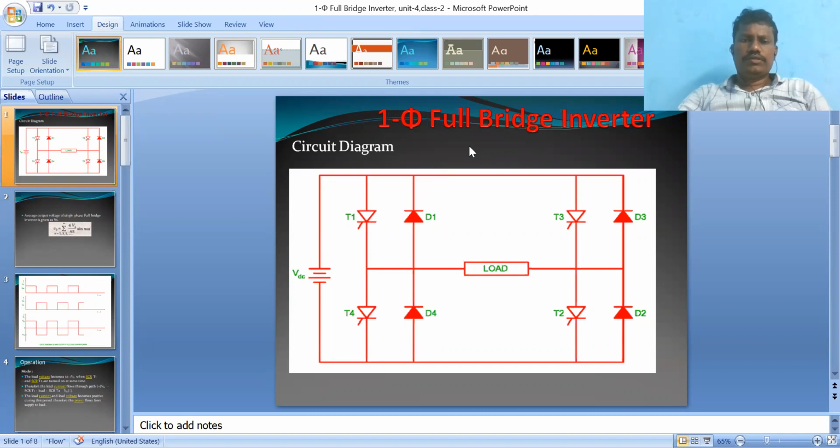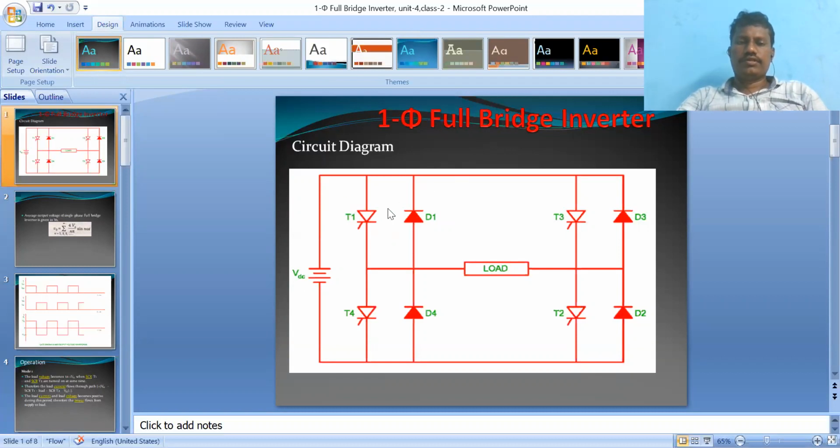In a single phase full bridge, the circuit consists of 4 thyristors and 4 diodes. D1 is connected across T1, D2 is connected across T2, D3 is connected across T3, and D4 is connected across T4. That is, each diode is connected across each thyristor, anti-parallel. You know the purpose why we connect a diode across each thyristor. The load is connected here, resistive load or inductive load. It is a DC supply.